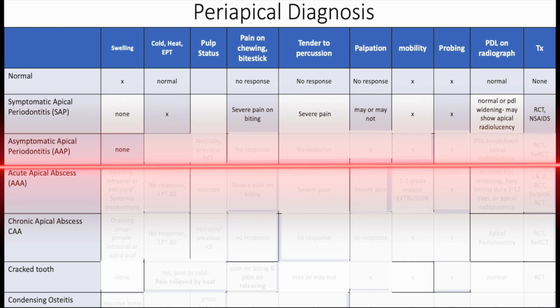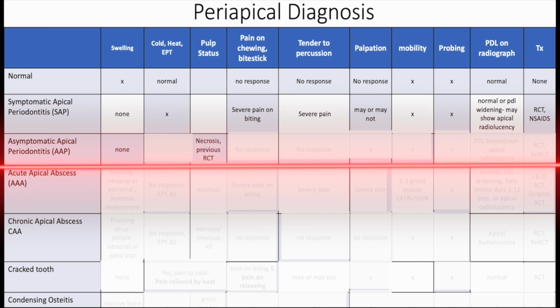On the radiograph, you saw PDL widening and you're like, oh, I see PDL widening on this tooth, but the patient is not ready to give you any complaint for that particular tooth. And you are like, why do I see a PDL widening on this tooth while there is no complaint? Answer is, it's asymptomatic. No complaint, asymptomatic apical periodontitis.